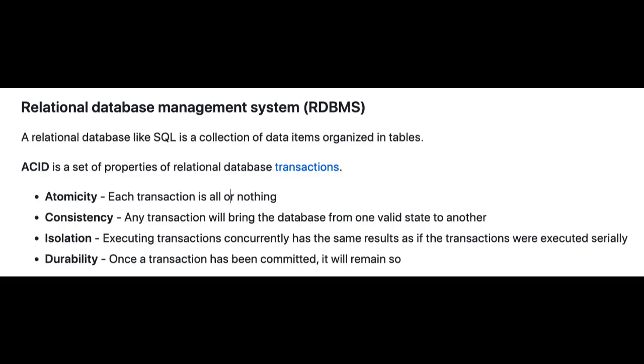Transactions have to be ACID. A is atomicity. Each transaction is all or nothing. C is consistency. Any transaction will bring the database from one valid state to another. I is isolation. Executing transactions concurrently has the same results as if the transactions were executed serially. D is durability. Once a transaction has been committed, it will remain so.